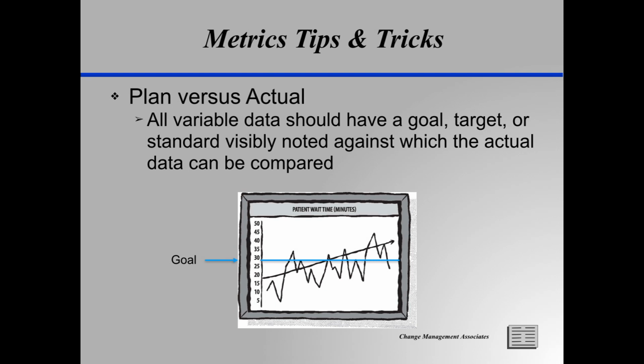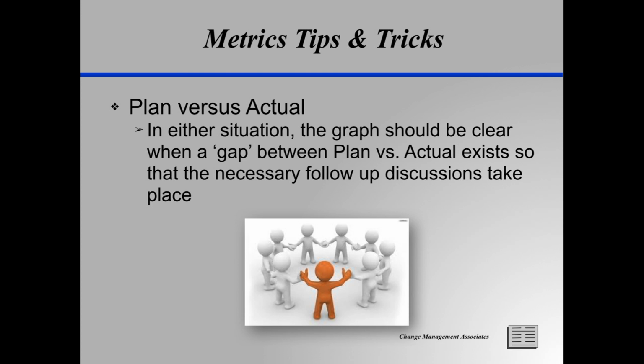A different type of gap involves goals or targets. Here, the gap is intentionally created in order to spark innovation in the form of process improvement. In either situation, the graph should clearly display the plan, the actual, the standard, or goal or target, so that any gap with actual is apparent. Then the appropriate discussions and follow-up can take place.